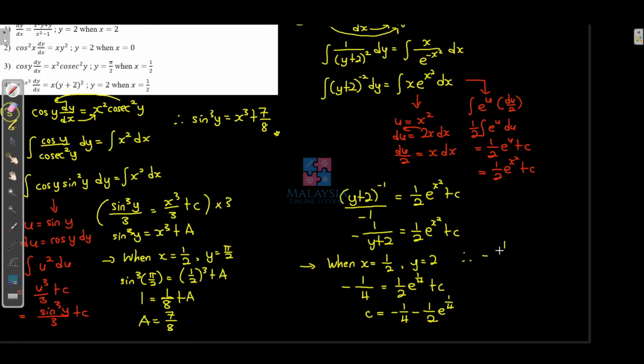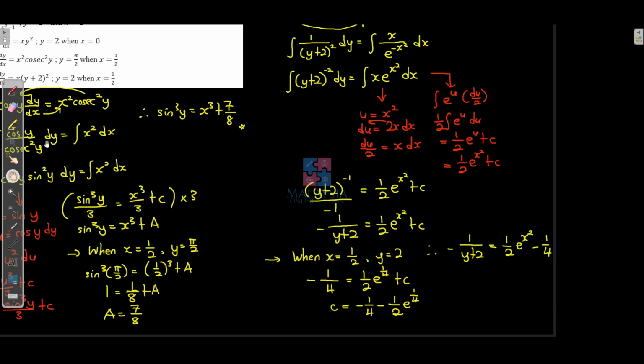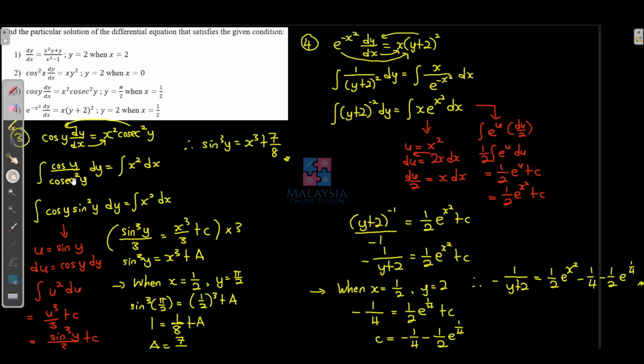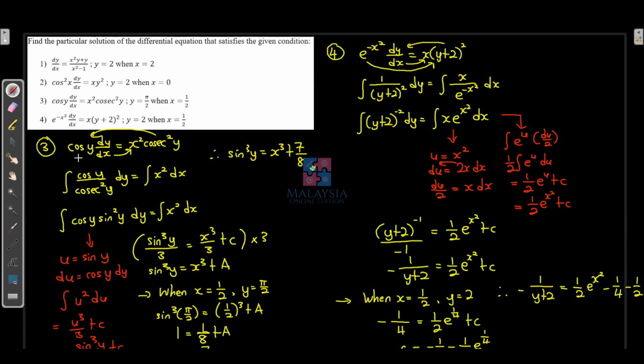Okay, so finally, the final answer, or the particular solution for this differential equation is going to be negative 1 over y plus 2 equals 1 over 2 e to the power of x squared, and then minus 1 over 4, minus 1 over 2 e to the power of 1 over 4. So this is the final answer for question number 1, part 4.